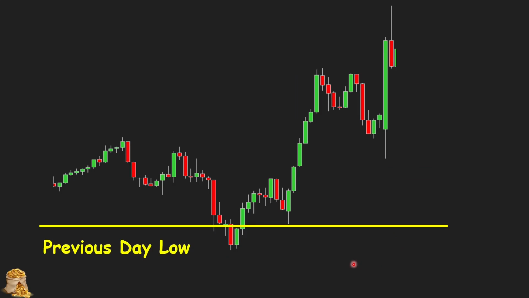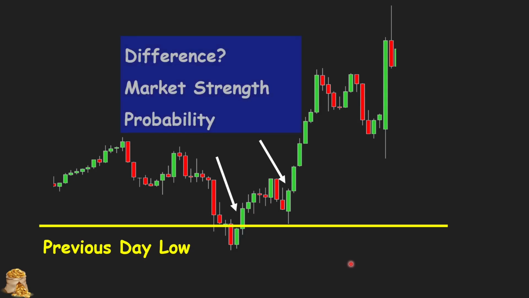But what is the difference between the entry here or entry here? Let me tell you. The difference is that the market strength is different, and also the probability of a long trade is different. That's because when the market goes here, it pulls down a little bit, and then you're not sure whether the market wants to break it or not. That's why when the market goes up, the probability of a successful long trade is low.